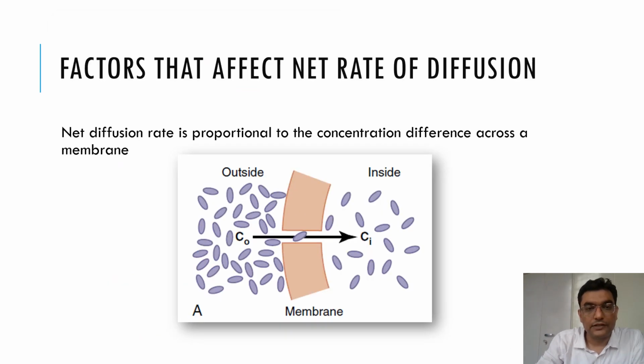Now we will see the factors that affect the net rate of diffusion. One important factor is the concentration difference. Co is the concentration outside and Ci is the concentration inside, and the net diffusion rate is directly proportional to Co minus Ci, that is, the concentration difference across the membrane.